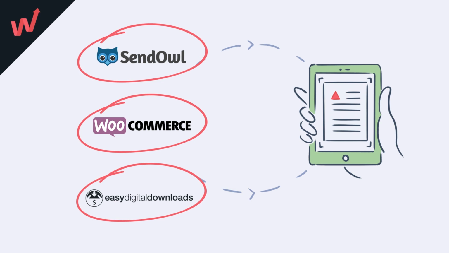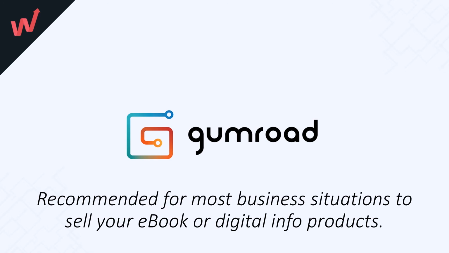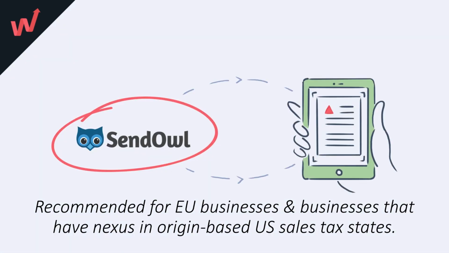But just to briefly summarize my final thoughts for you in this video, here's what I recommend. Gumroad is a great all-around choice. There are certain business situations where it becomes more profitable to use another solution, but please refer to the earnings scenarios in my digital product delivery review to see when that applies to you. Usually, product price, number of units sold, and international versus US transaction fees are the biggest determining factors in such an analysis. SendOwl is also a great choice for EU-based businesses as well as businesses declaring Nexus in origin-based US sales tax states.